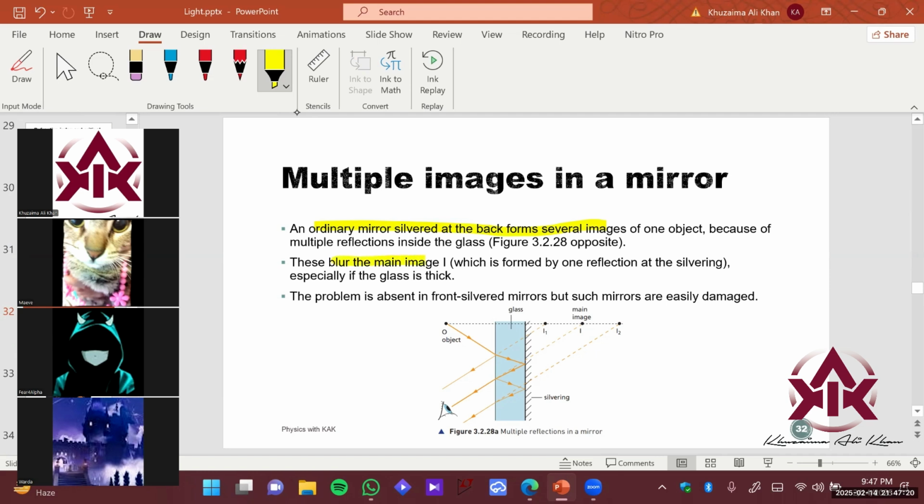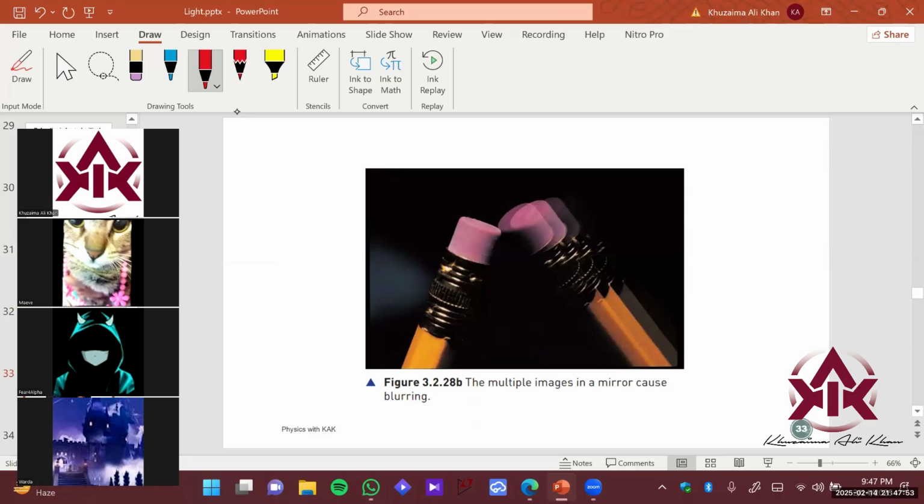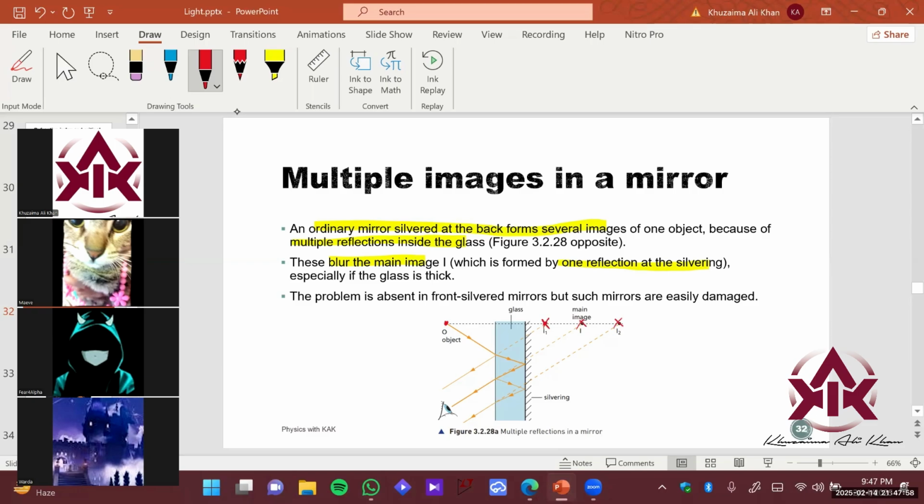So why is this blurry? Because we have multiple images formed for the object over here, right? Over here, multiple reflections inside the glass. If you just see this, let's say this is the pencil top, right? This is getting formed at multiple points. At I1, it is forming the top of the pencil over here, and then at I2 it is forming another image over here. So these all traverse to your eye, and you observe the scenario over here, right? This is a damaged mirror over here. This is the scenario which happens if you have a damaged mirror.